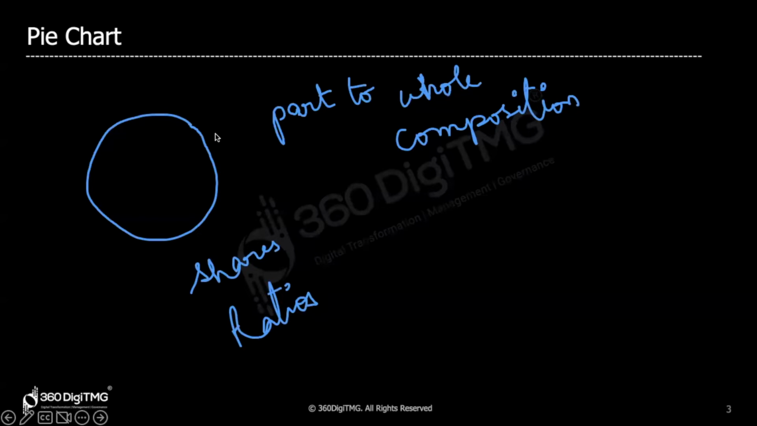Now, let's say this circle is indicating the overall 100% profit made by a business. But this profit is coming from various regions. So this is the whole profit, the complete profit, the whole. What is it composed of? What is the share of each region in that profit? All of those parts are coming together and giving us the whole profit, right? So in this, what is the contribution of central region? So let's say this much of profit is coming from central region.